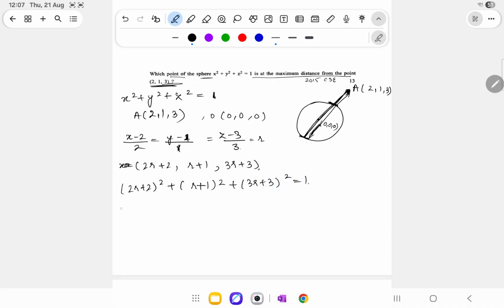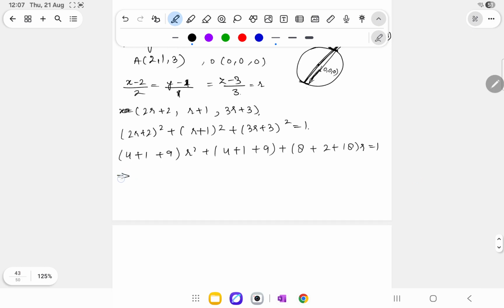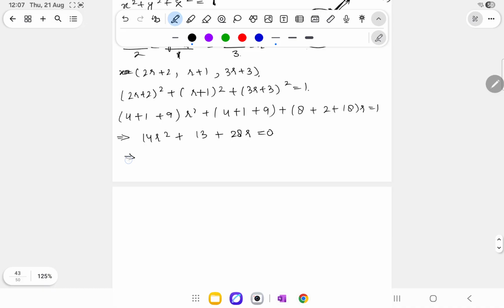If we simplify it, we'll get 4 plus 1 plus 9 r square plus 4 plus 1 plus 9 ... 14 r square plus 28 r plus 13 equals 0. We can solve it for r because it is quadratic in r. So r is minus 28 plus minus under root b square, which is 28 square minus 4 into 14 into 13, divided by 2 into 14.